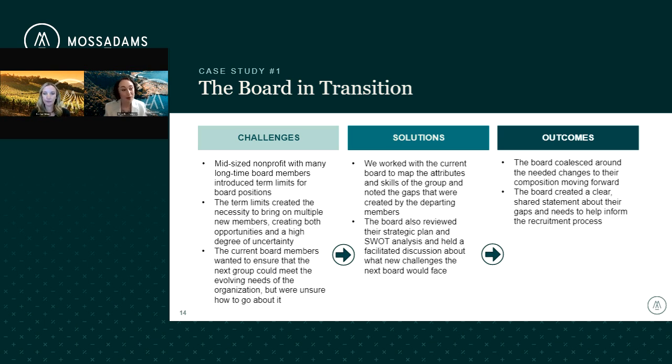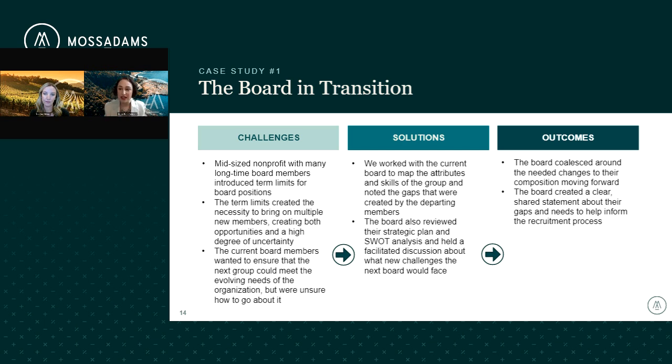And this was seen as a positive thing. There was no issue with that. But what it meant was that there was going to be a necessity to be bringing on new members. And this was an exciting time. It also created a lot of uncertainty. People had questions about how are we going about this, and is our composition actually set up in the right way moving forward? In particular, they had just completed their strategic planning process.